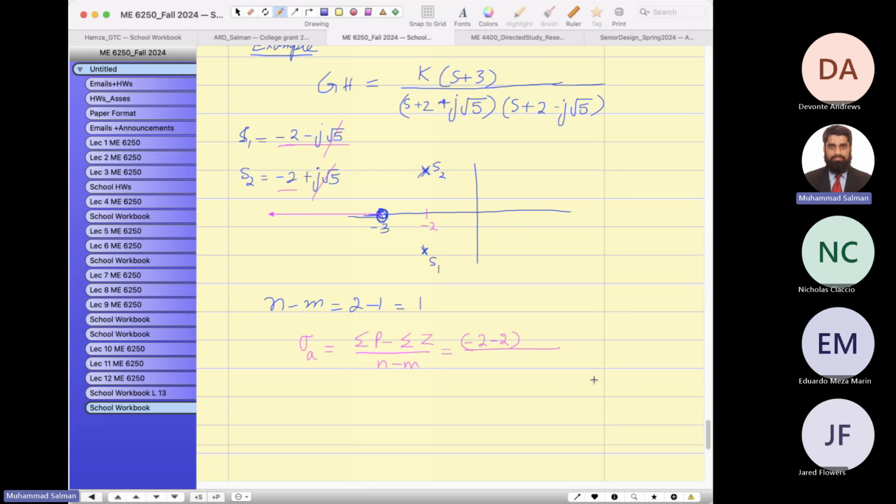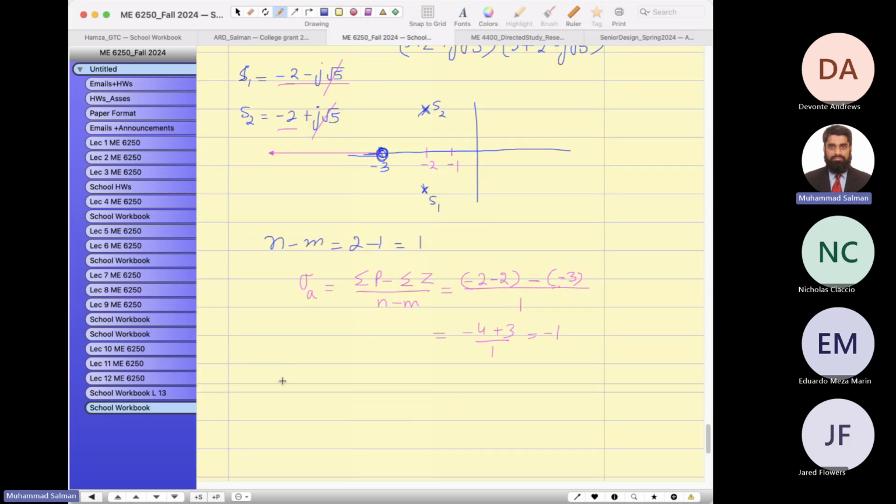The other parts, when you sum them up, they cancel out because they are plus and minus. You just don't worry about the imaginary complex conjugate. Always the imaginary portion cancels out. The summation of the poles is -4, and the zero is -3, so -4 plus 3 over 1 is equal to -1. So -1 is the location of the asymptotes' centroid.